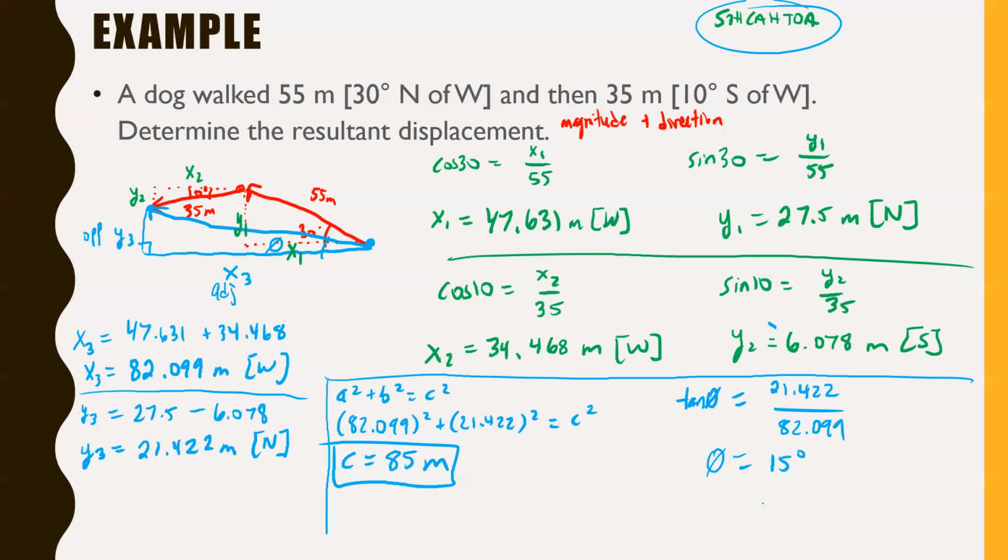Let's wrap this up as a final answer just so we can throw it all away here. So our resultant displacement is 85 meters, and then in square brackets, because it's our direction, 15 degrees. And then think about what you're doing here. You're going 15 degrees above west, so that's north of west. Just imagine how you'd form that angle. You'd go this way first and then up. So you went west and then north. So it's 15 degrees north of west.